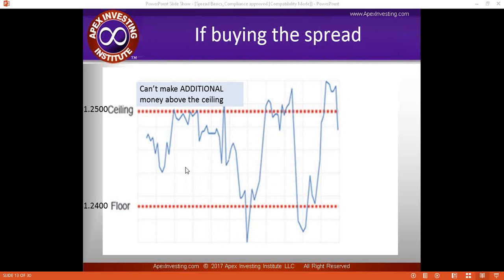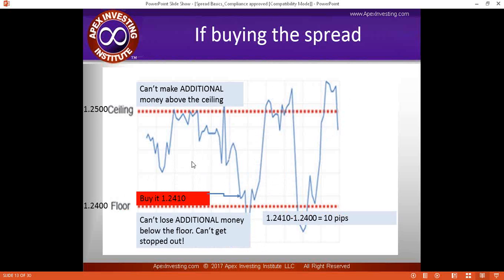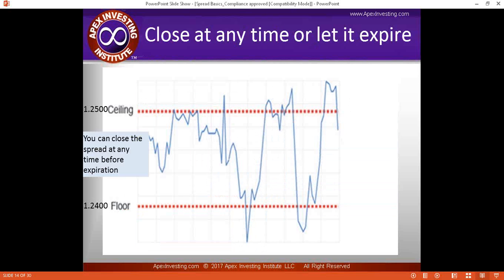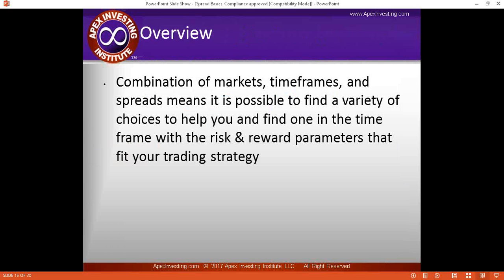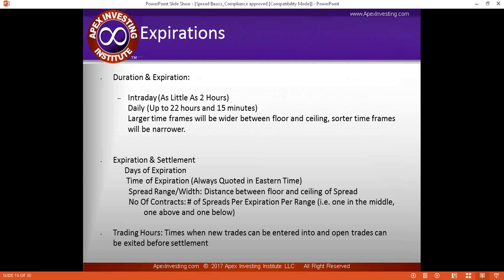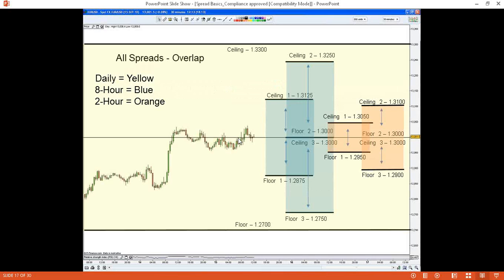Okay, so let's just move along here a little bit. I know I kind of went over that a lot, but you really have to get those basics there, okay? So there are all kinds of different spread expirations. You've got intraday spreads that are as little as 2 hours. You've got dailies that are up to 22 hours and 15 minutes. Larger time frames will be wider between the floor and the ceiling. Shorter time frames will be narrower, okay?